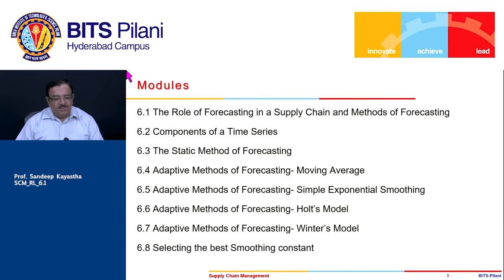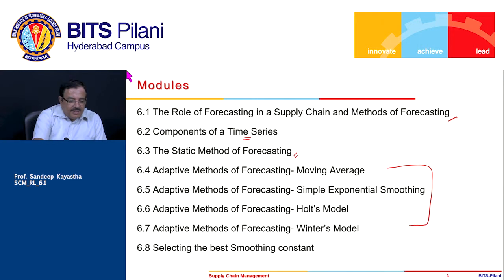The first module is the role of forecasting in a supply chain and the different methods of forecasting. Then we move to the components of time series. In this chapter, we will be dealing largely with the time series forecasting methods only, because they are more relevant for supply chains. In the third module, we will deal with the static method of forecasting, and in the next one, we are going to deal with adaptive methods of forecasting.